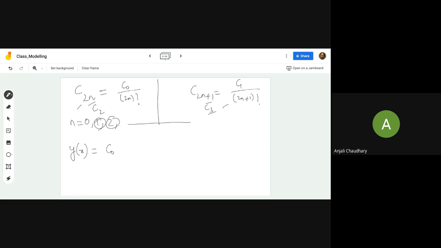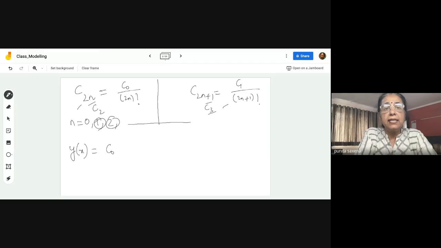Cos hyperbolic. It is cos hyperbolic x. For the series of cos x, the terms are alternately plus and minus, right? But in this case, you have all terms with a positive sign. So it is a series for cos hyperbolic x, and the other one is a series for sine hyperbolic x.